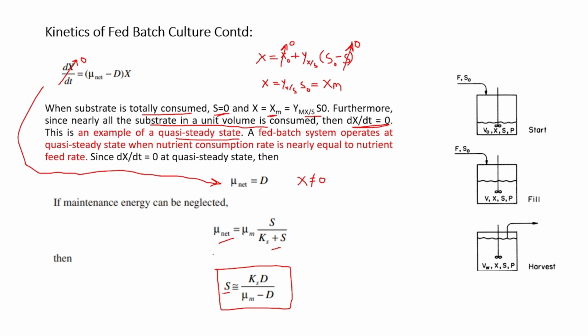Or sometimes they do not give the dilution rate directly, they give instead the flow rate and the volume. So then you have to find out first the dilution rate, which is F by V, and then Ks will be given, maximum specific growth rate will be given. You have to substitute in this expression and find out S.